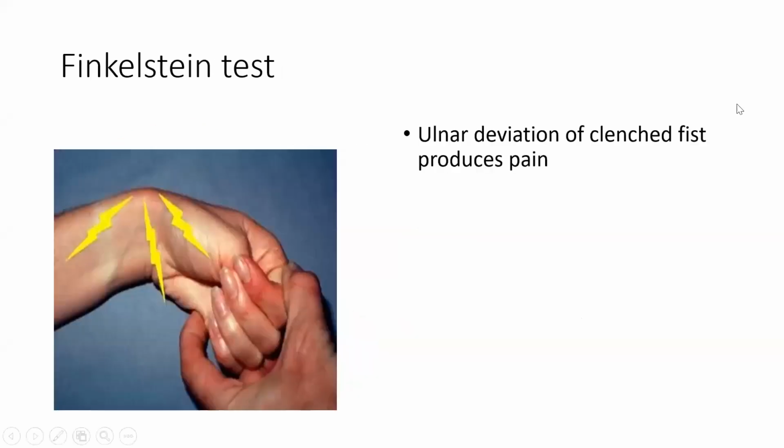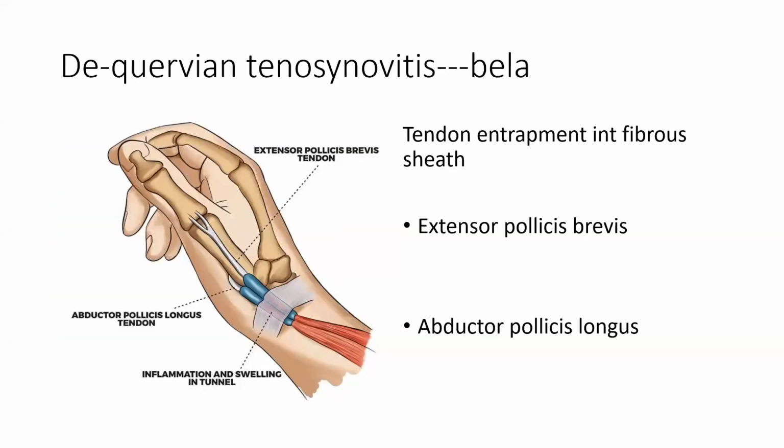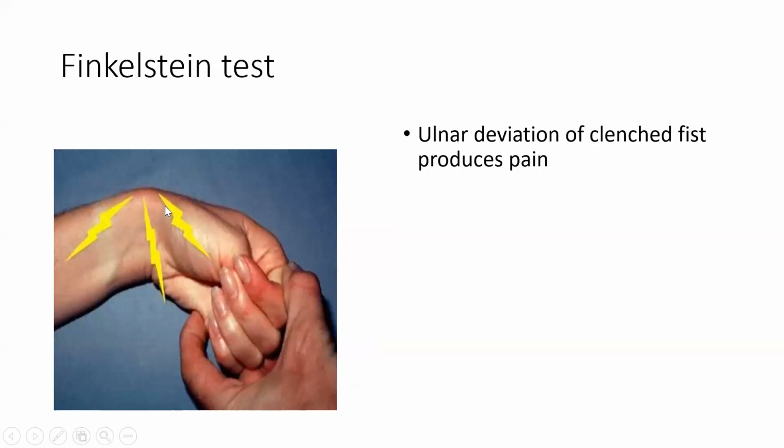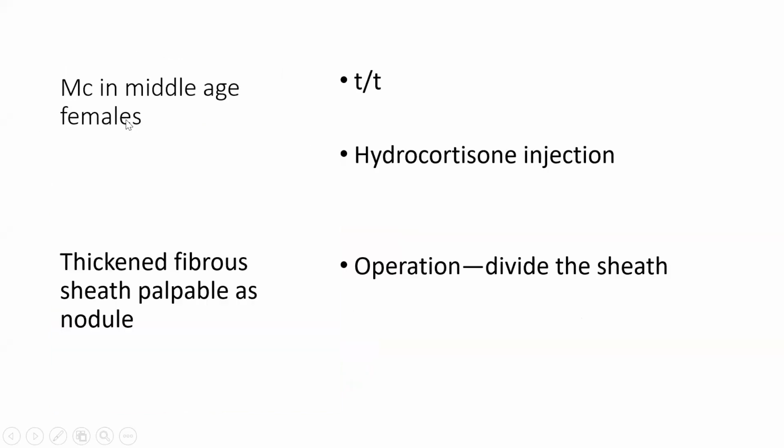So this is De Quervain tenosynovitis. You know this BELA. Now this is a Finkelstein test where you do ulnar deviation or stretch that area, which will give rise to pain. Okay, that is the Finkelstein test. Now most commonly middle aged females में होता है, जहाँ degeneration होता है, tear of that tendon and sheath. That area would be palpable as a nodule. Okay, so it will be thick like a nodule. Obviously the injection would be hydrocortisone, that is anti-inflammatory.